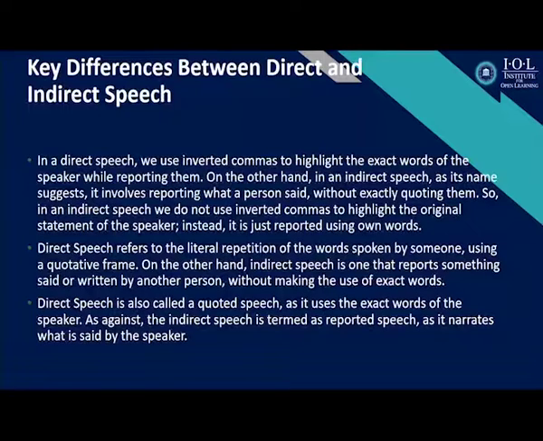Now, what is the key difference between direct and indirect speech? In direct speech, we use inverted commas to highlight the exact words of the speaker while reporting them. On the other hand, indirect speech, as its name suggests, involves reporting what the person said without exactly quoting them. So in indirect speech, we do not use inverted commas to highlight the original statement of the speaker. Direct speech refers to the literal repetition of the words spoken by someone using a quotative frame. On the other hand, indirect speech reports something said or written by another person without making use of exact words.